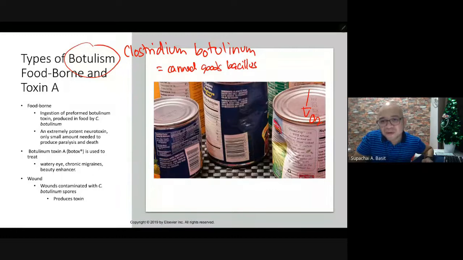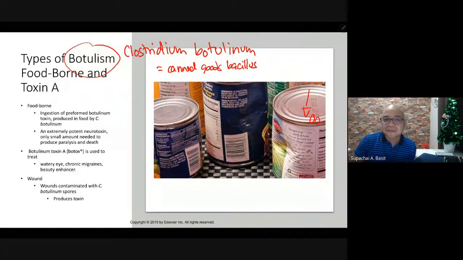Okay, so that's the common name of Clostridium botulinum. Botulism is actually due to ingestion of preformed botulinum toxin produced by Clostridium botulinum. It is an extremely potent neurotoxin, and a small amount of food is enough to produce paralysis and death.